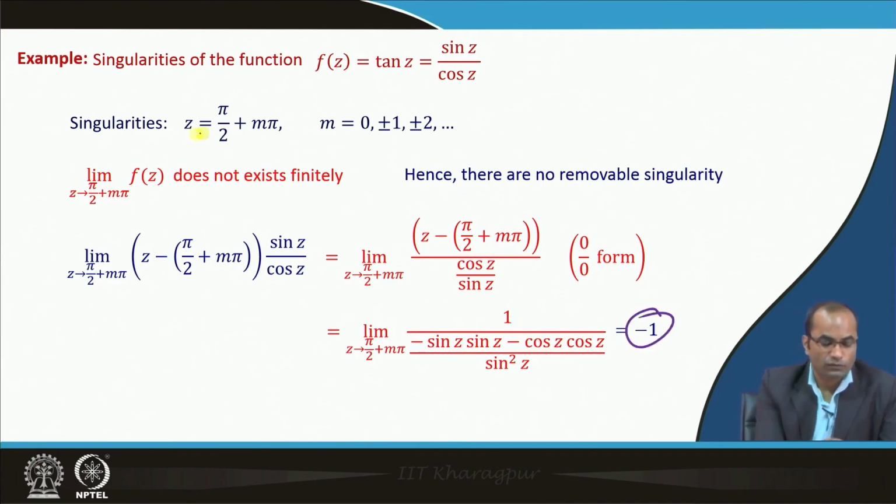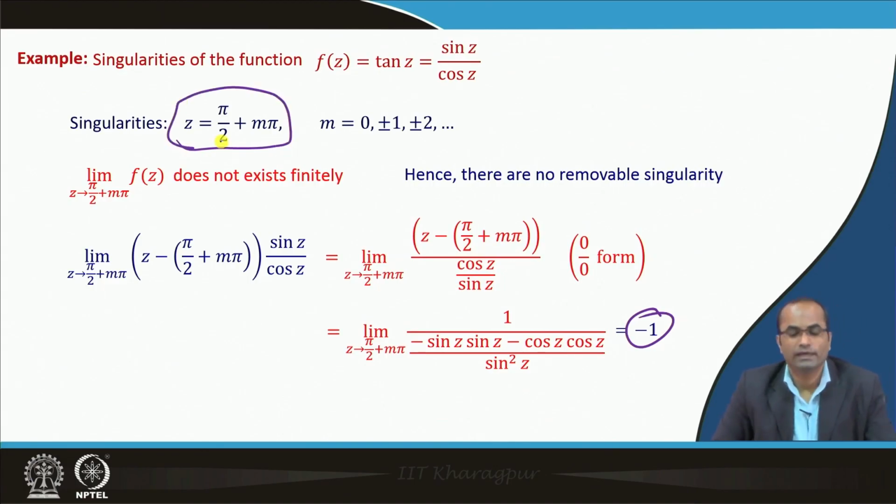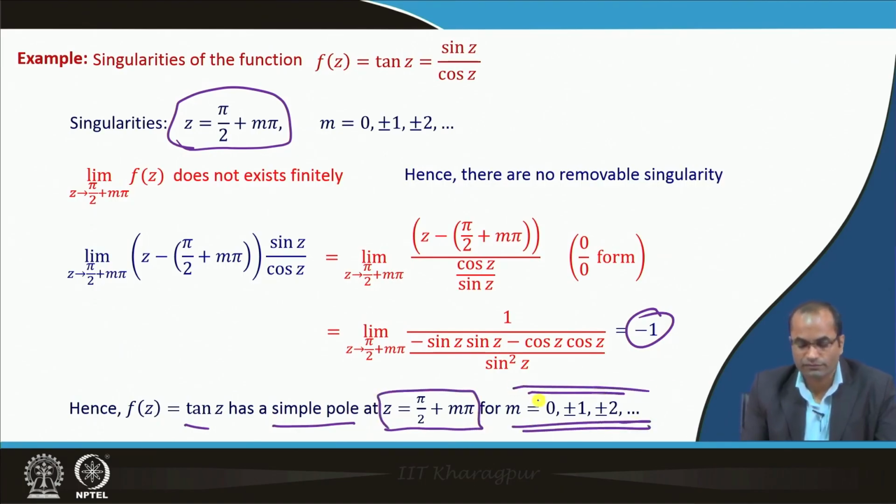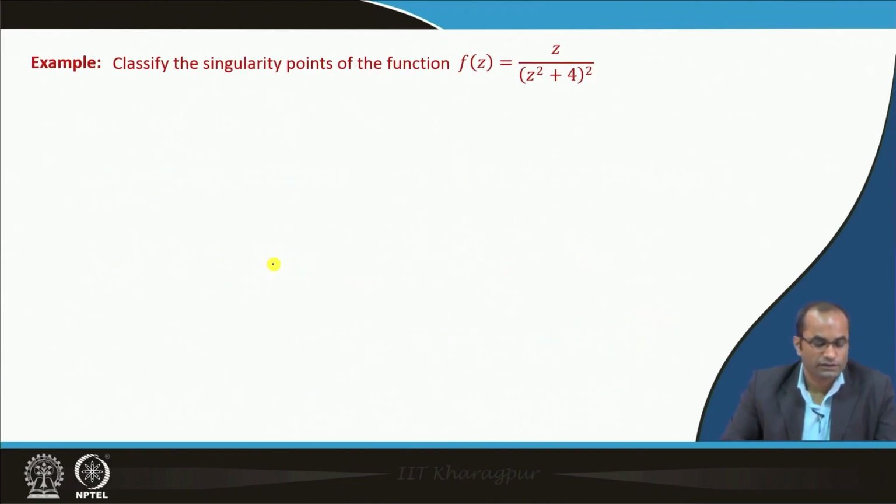It means that all these points, z equal to pi by 2 plus m pi, are basically simple poles. So tan z has a simple pole at each of these points, because these are infinitely many points. We have classified them with the help of this limit, though we can do it with the Laurent expansion as well. So their classification can be done with the Laurent series.